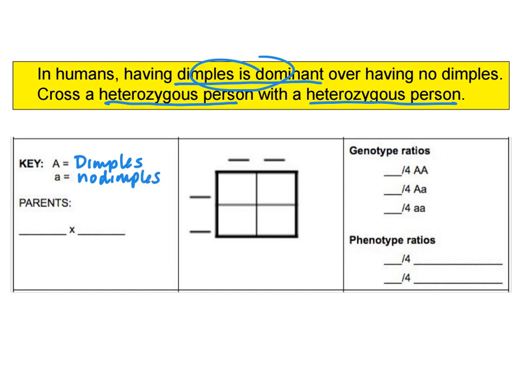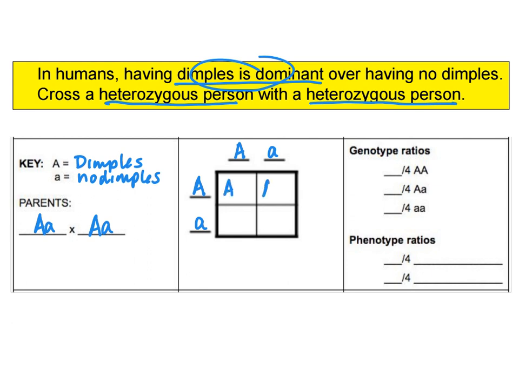Second, I'm going to find my parents. I'm crossing a heterozygous person with a heterozygous person. Heterozygous is big letter, little letter, and I've got big letter, little letter for the second parent as well. Next, I'm going to set up my Punnett square. I'm going to take the first parent and put each of their alleles on the rows of the Punnett square. And I'm going to take the second parent and put each of their alleles on the top of each of the columns. Now I'm going to solve the Punnett square.